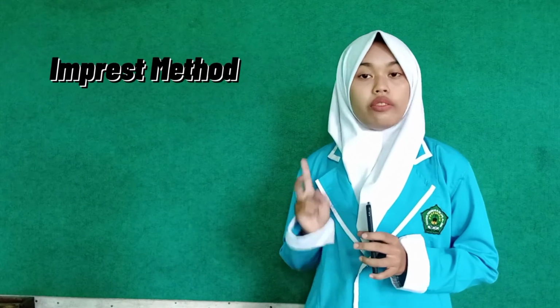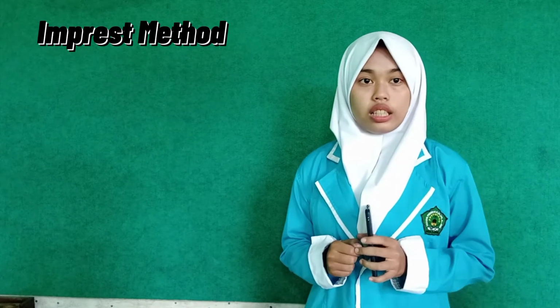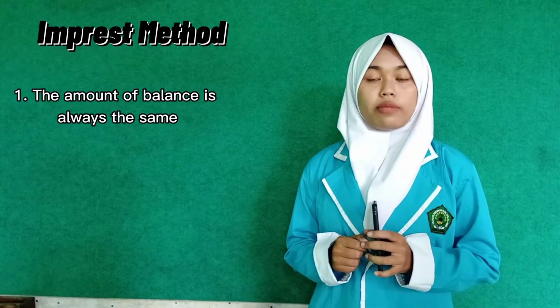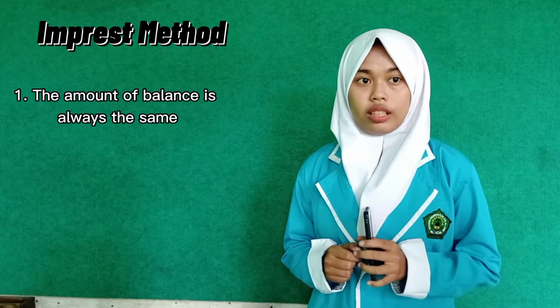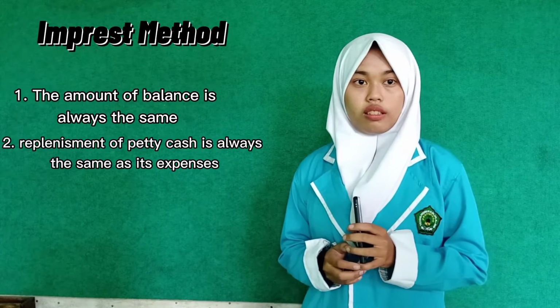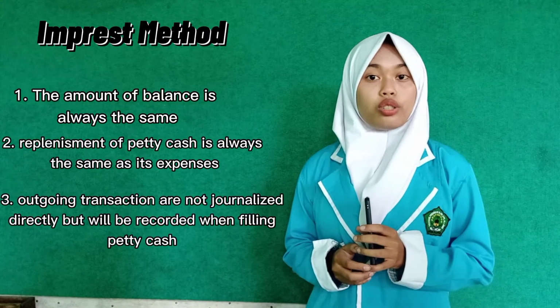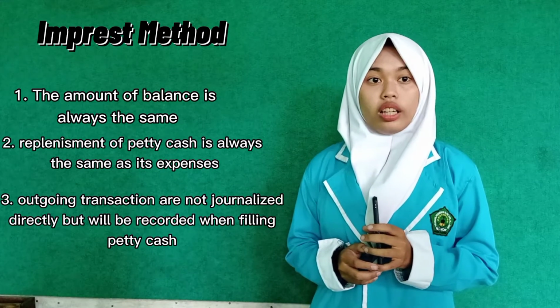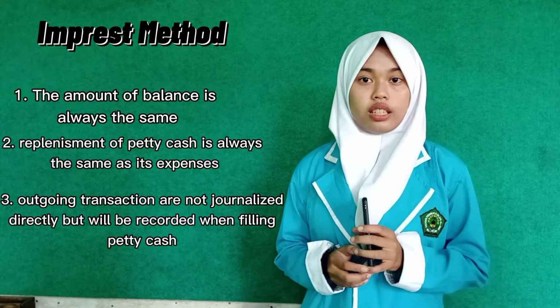In recording, petty cash is divided into two methods, the imprest and the fluctuation methods. In the imprest method, there are several characteristics. The amount of the petty cash balance is always the same. The petty cash replenishment is always the same as its expenses. Outgoing transactions are not journalized directly but will be recorded when replenishing petty cash.